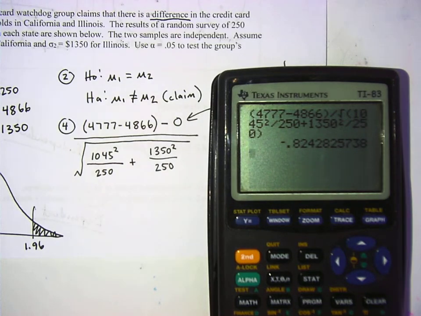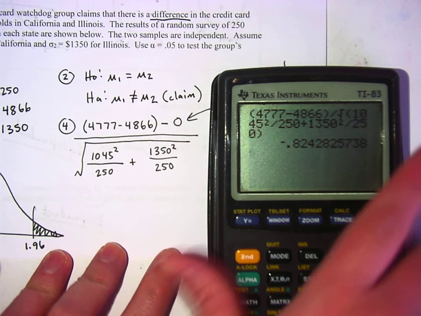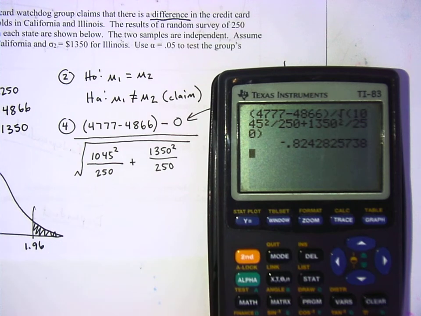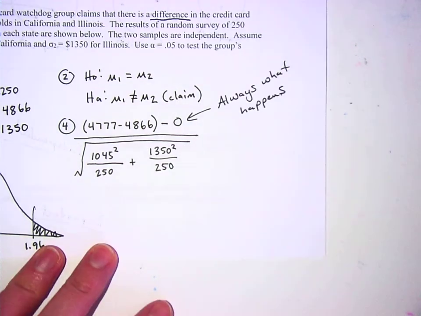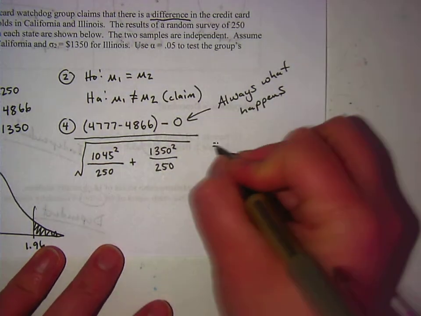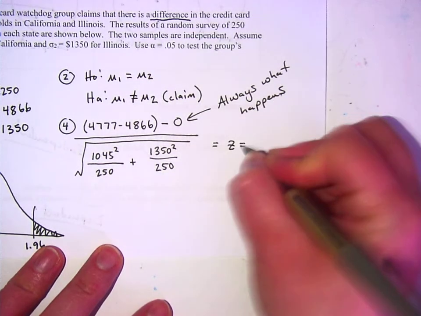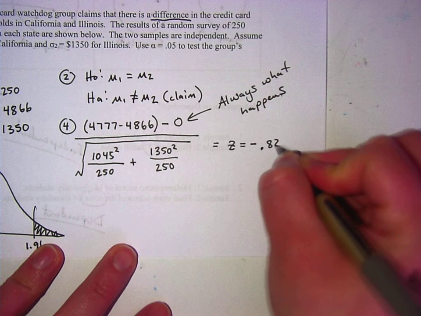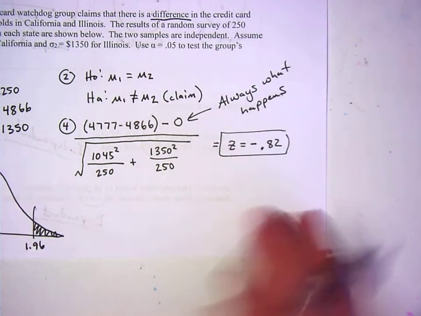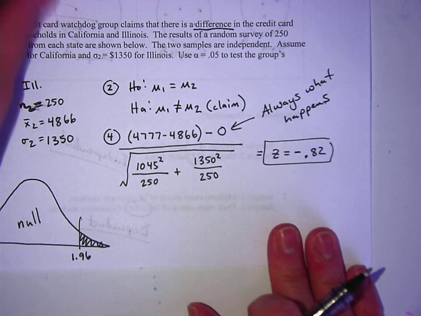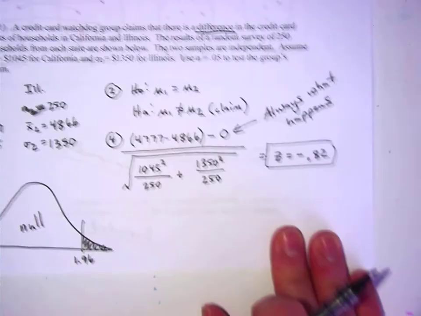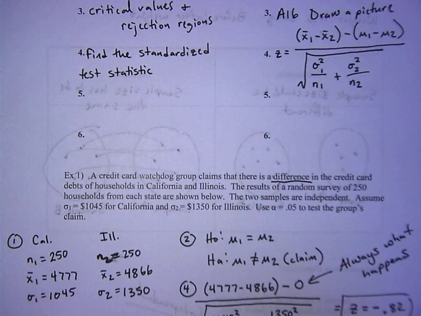Okay. Do you guys get the same thing as me? Some of you are still typing, which makes me think maybe you're not getting it right. We're all okay? So this is a z-score, and it is negative 0.82. Okay. Can anybody guess what the next step is in the thing?